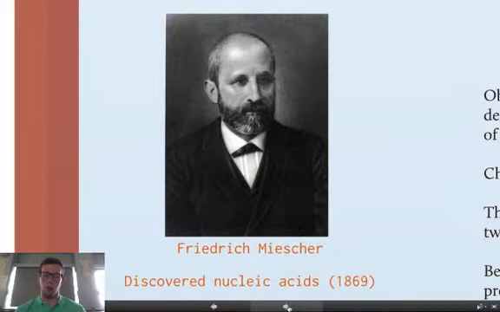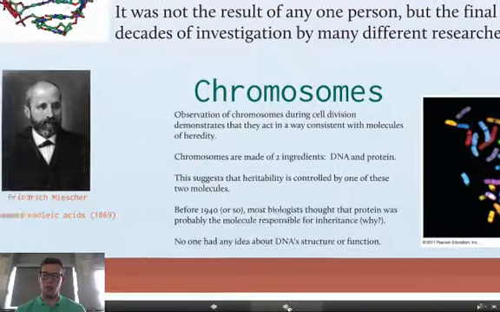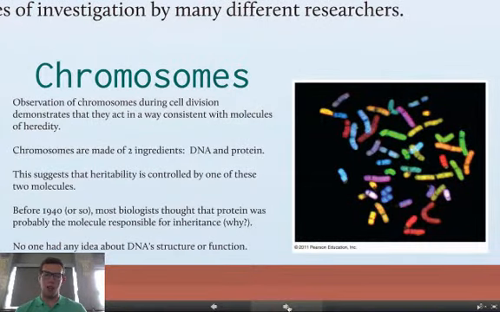It really started with Friedrich Miescher. He was the one who discovered nucleic acids, which are our bases in DNA. We also started finding out about chromosomes. So we look at cell division, especially during mitosis, and you could see the chromosomes lining up during metaphase and splitting apart in anaphase. And we were able to identify that these things were special and they were getting separated and put into these different daughter cells.